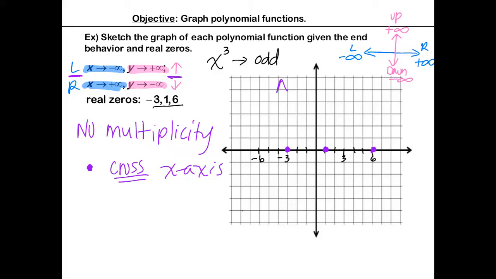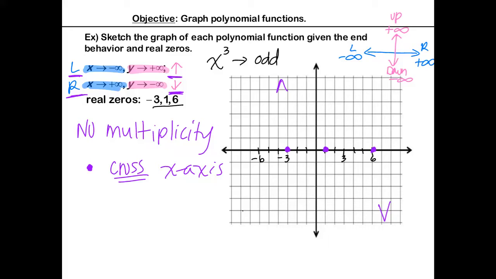And then if I look at the second one, it says that the right side has to go down. So if I look at the last zero on the right, I'm going to put an arrow pointing downwards slightly to the right of my last zero down here. Okay? So put an arrow pointing downwards.